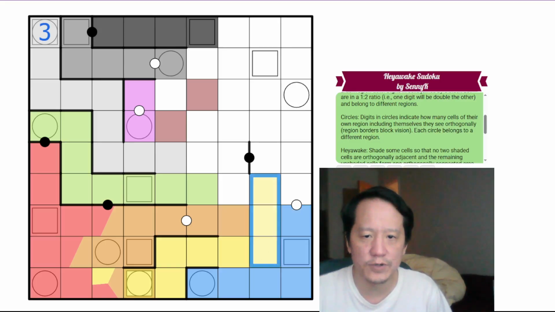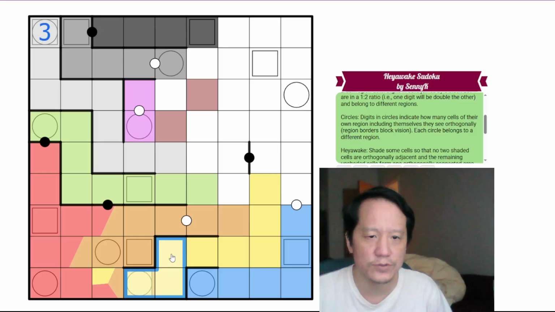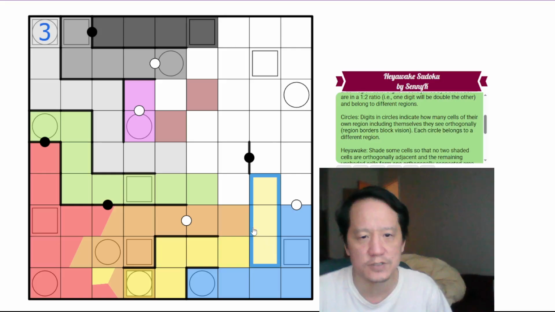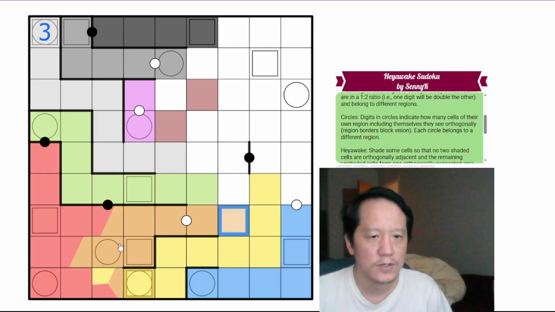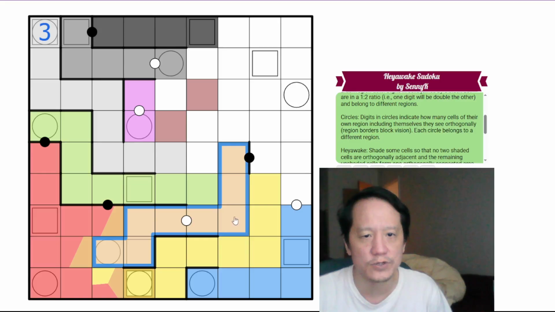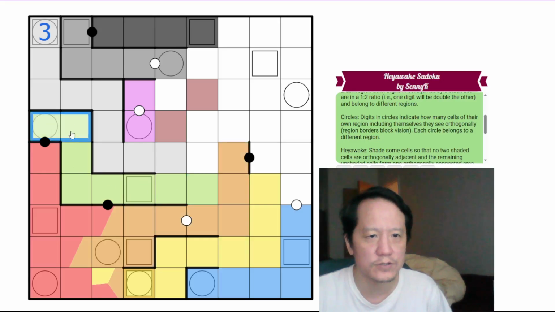Yellow has to go this way. So 1, 2, 3, 4, 5, 6, 7, 8, and 9. So this is the maximum. We have only one orange here. 2, 3, 4, 5, 6, 7, 8, 9. So this is orange. This is green. 1, 2, 3, 4, 5, 6, 7, 8, 9. So that's green there. So that's done as a boundary. Okay.